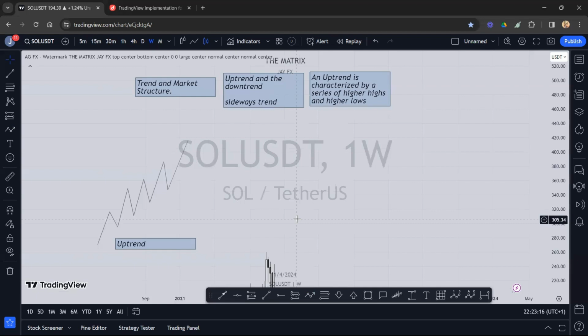All right. So now let's look at a downtrend. One second. All right, so let's look at an example of a downtrend. Let's see the characteristics of a downtrend. So a downtrend is characterized. Let me write it down.